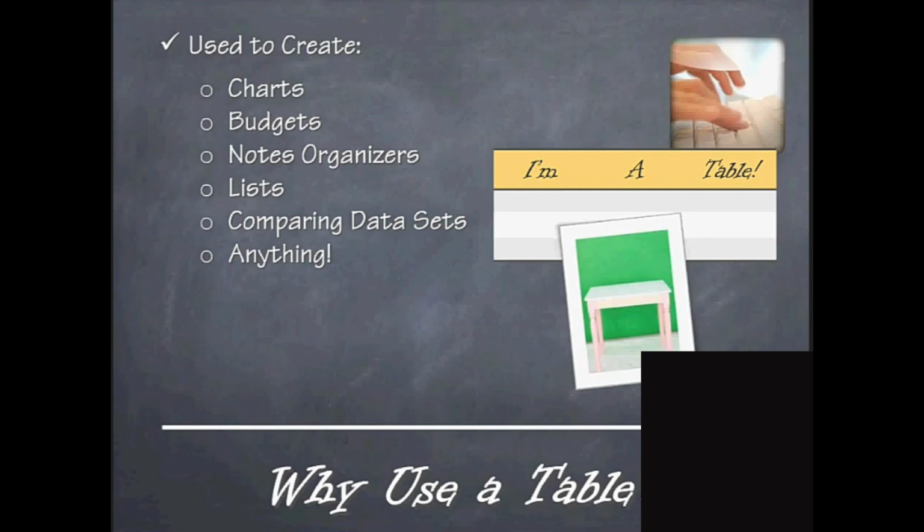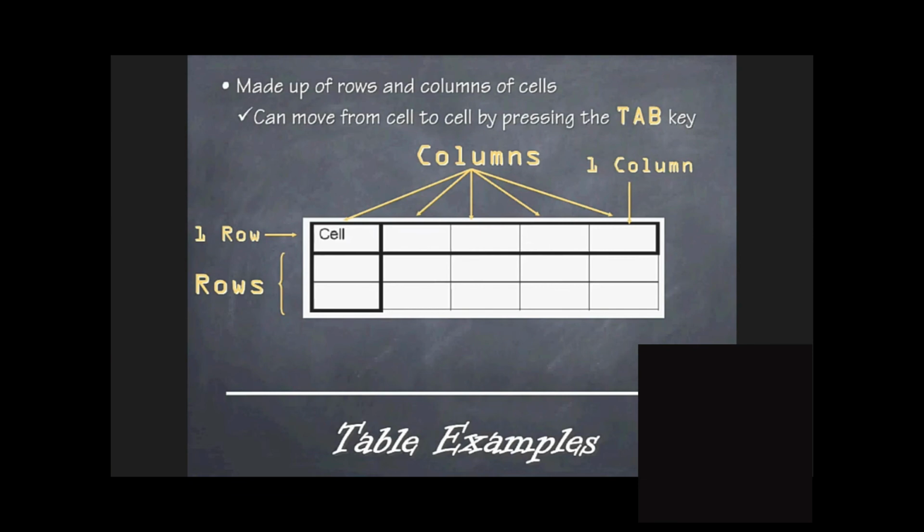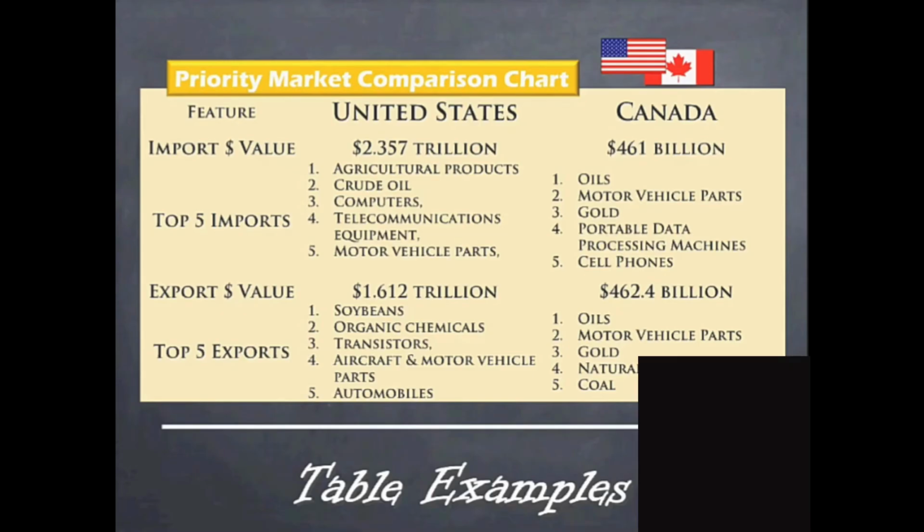Many people use tables for charts, budgets, notes organizers, lists, comparing data sets, or anything. So this is a table. It's made of rows and columns, and each individual box is called a cell. You can move from cell to cell by using the tab key. Rows are the horizontal groups of cells, columns are the vertical groups of cells. As I mentioned, tables can be great for comparing information. So this example is for business class.